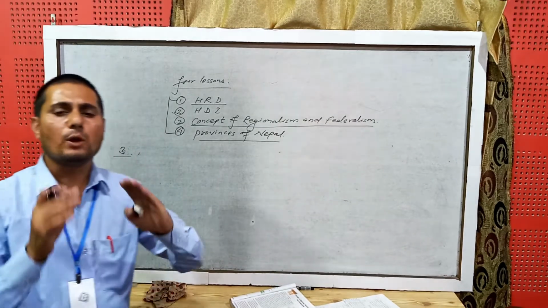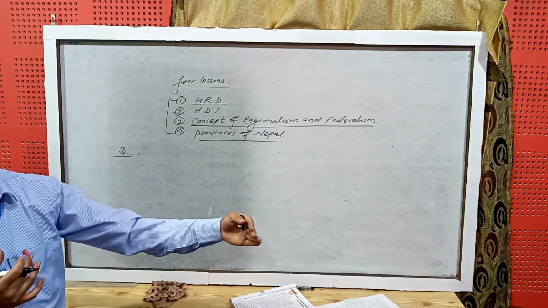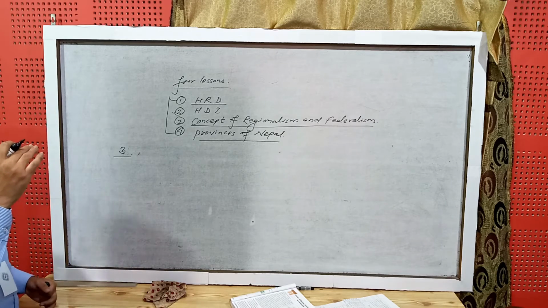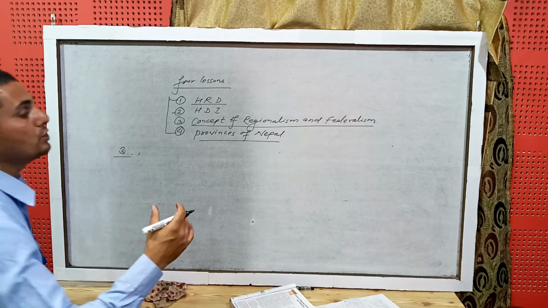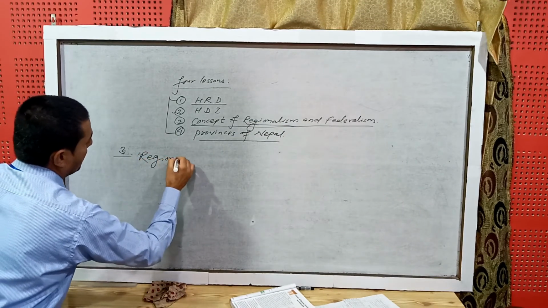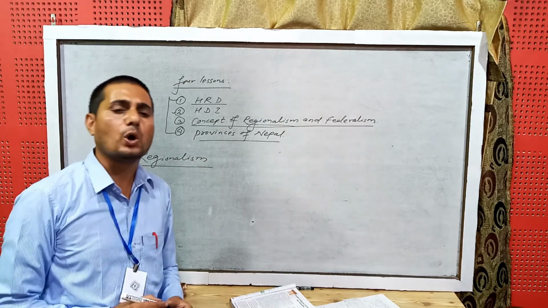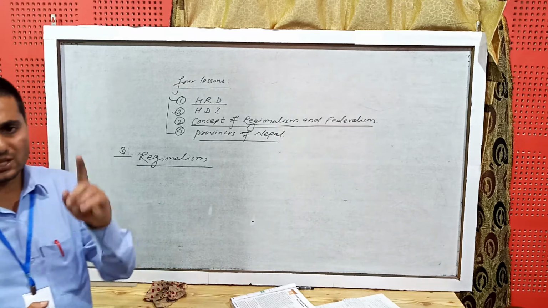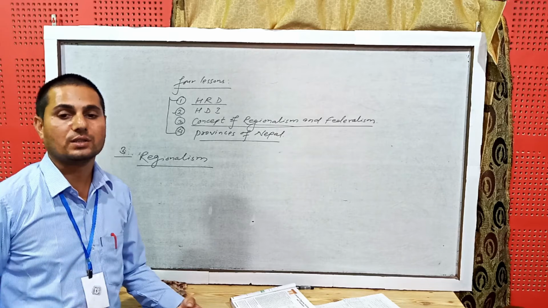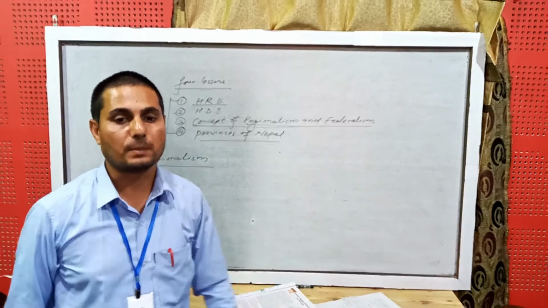Regionalism means development or division of a country into different development regions. The concept of regionalism was worked in Nepal in 2029 BS, dividing Nepal into 4 development regions, and later on in 2037 BS, realizing more decentralization of the power.